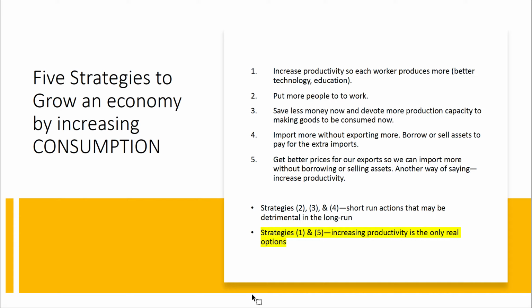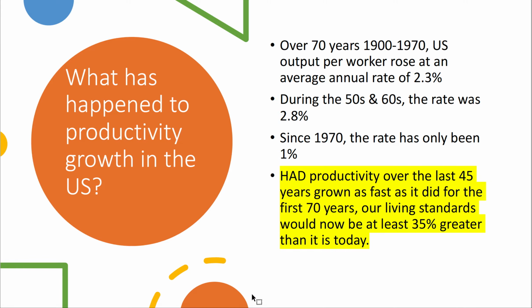Only number 1 and number 5 increase productivity, which increases the economic pie. Again, I can't stress it enough. Productivity is the key to economic growth, full stop. If we're not more productive, the economy will stagnate. So what's happened to productivity growth in the U.S.? Well, between 1900 and 1970, output per worker rose at about 2.3%. During the 50s and 60s, it was at 2.8%. And since 1970, the rate has been 1%.